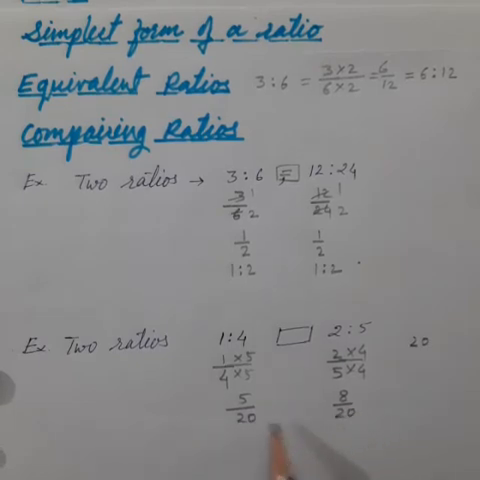Now denominators are same. So we can compare the numerators. The fraction whose numerator is greater, that is greater. But this is ratio 1 is to 4. And this is the ratio 2 is to 5. So 2 is to 5 is greater than 1 is to 4.